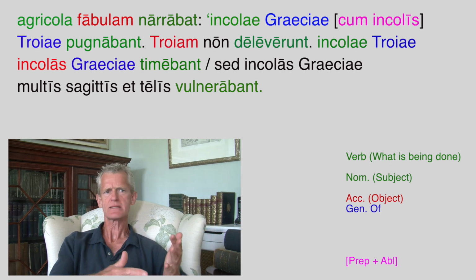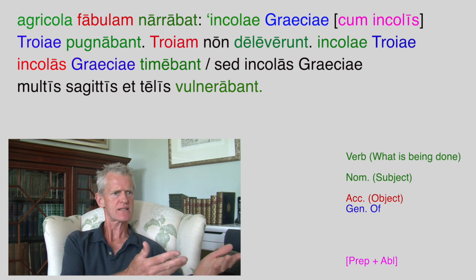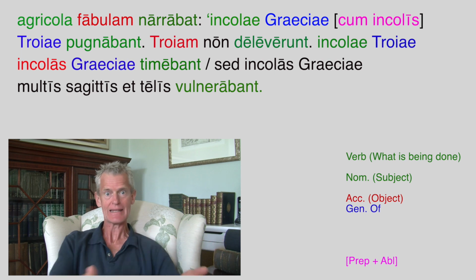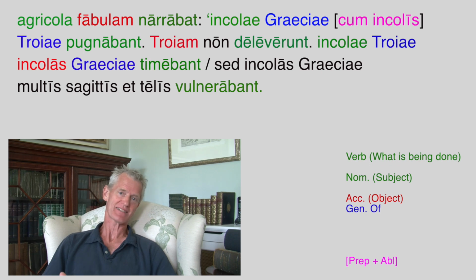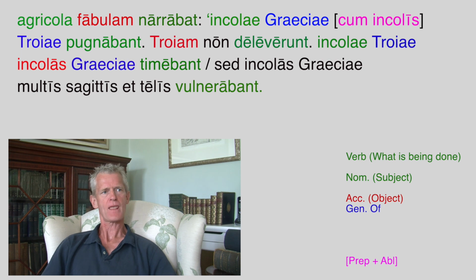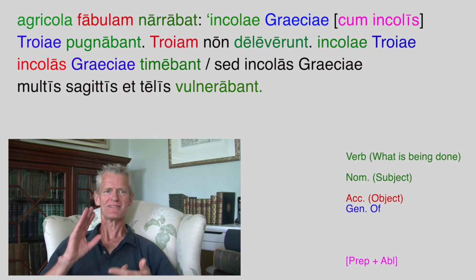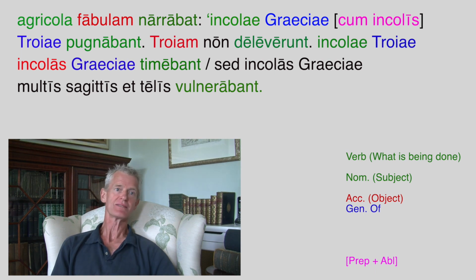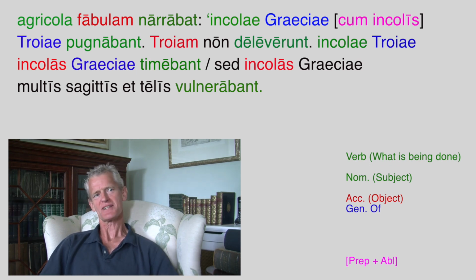And then you've got multis, sagittis, well, they look like datives or ablatives. And then you've got et, which is and, and then telis, that's another dative or ablative. Okay, so the subject is tucked into that verb vulnerabant. They were wounding. Okay, so we've got but they were wounding. Back we go, looking for our object, incolas, lovely accusative plural. But they were wounding the inhabitants, Graeciae, of Greece.